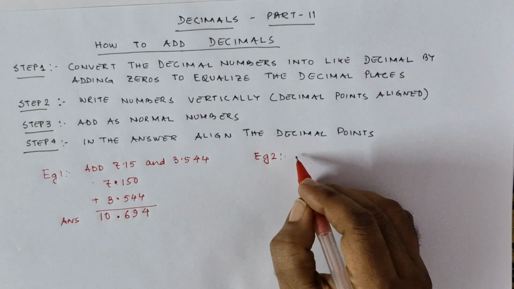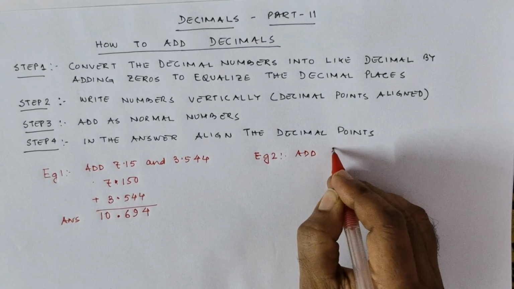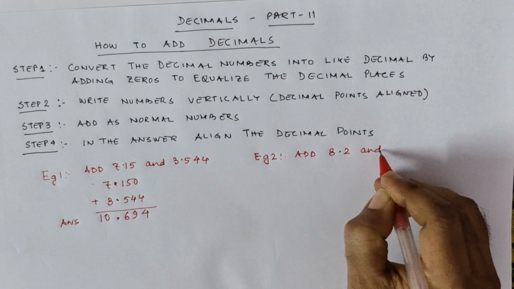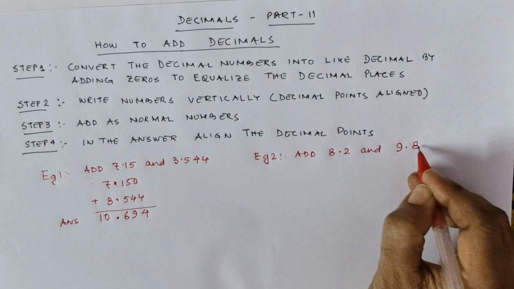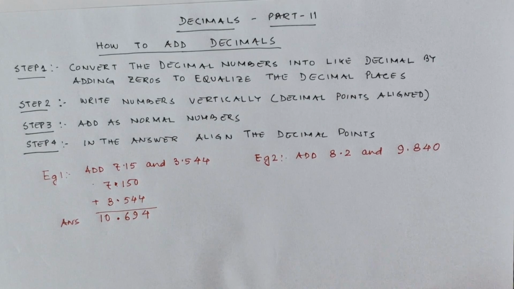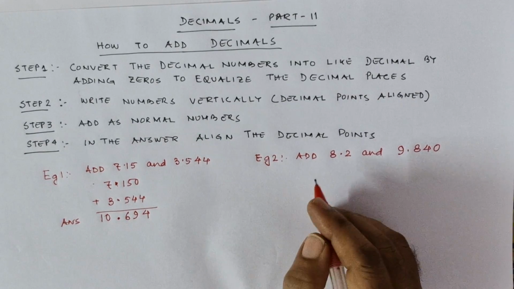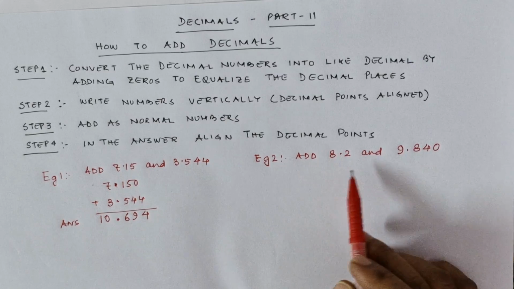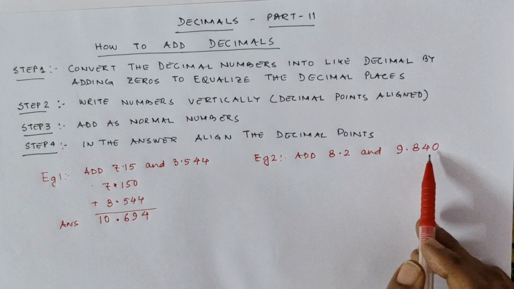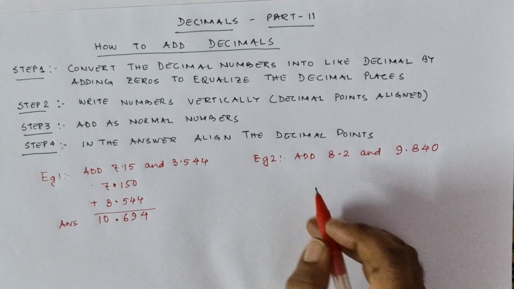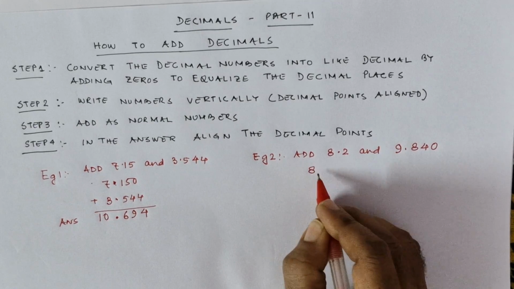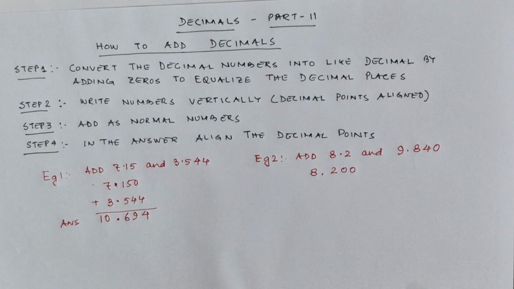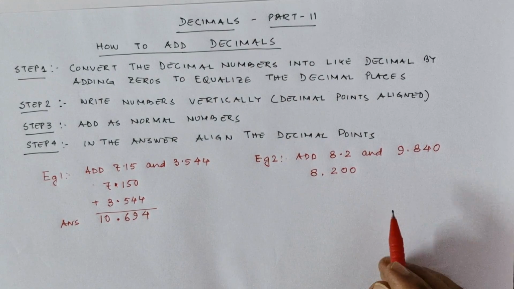Let's take another example. Example 2. Add 8.2 and 9.840. So students, what to do? Apply the steps. First of all, convert. We need to convert 8.2 to like decimals because 9.840 has 3 digits after the decimal. Once it is converted, it becomes 8.200. These are equivalent decimals that you have learned.